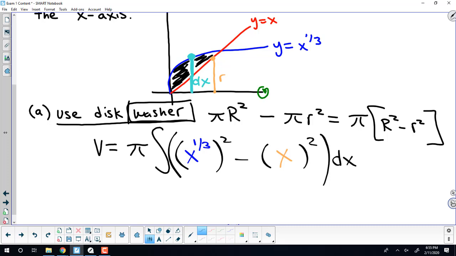Okay. And our bounds are from 0 to something. So where does x equal x to the 1/3? Not 1, I think that's kind of obvious or trivial. Okay, that's the setup. Any questions on the setup?